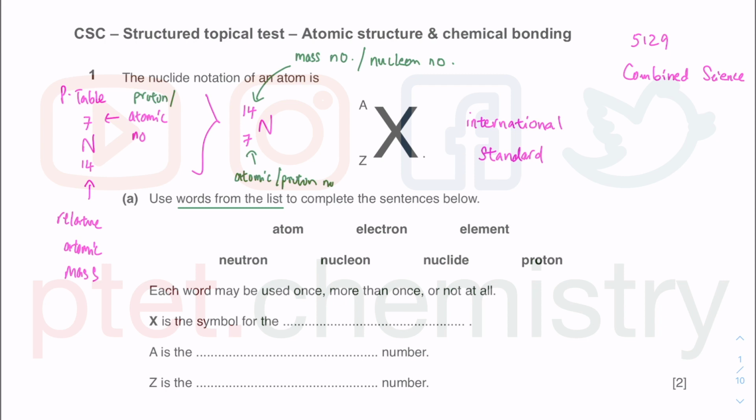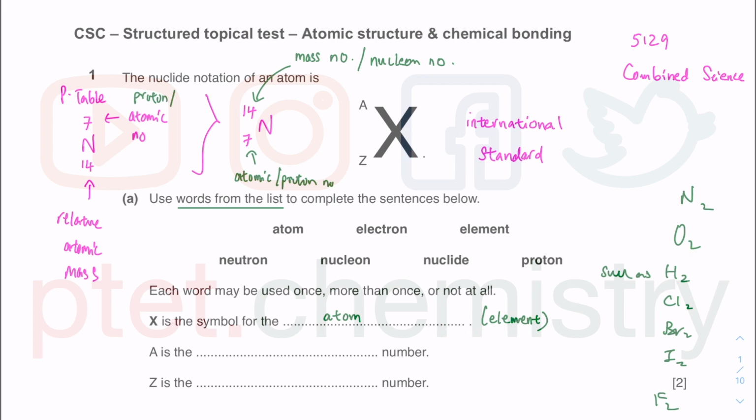So X is the symbol for the atom. If you want, you can put down element as well, so you also score the mark, but it's not my favorite term because there are some elements such as H2, Cl2, Br2, I2, F2, O2, N2. All these are from the syllabus and they are all elements and they don't really exist as single atoms. They exist as molecules, but the marking scheme does say accept element as well instead of just writing atom.